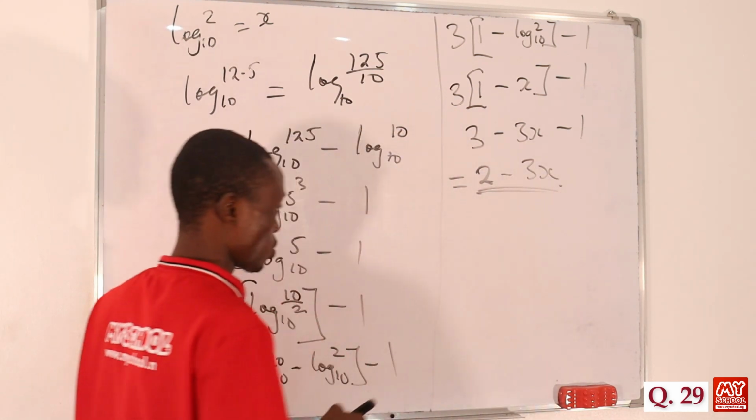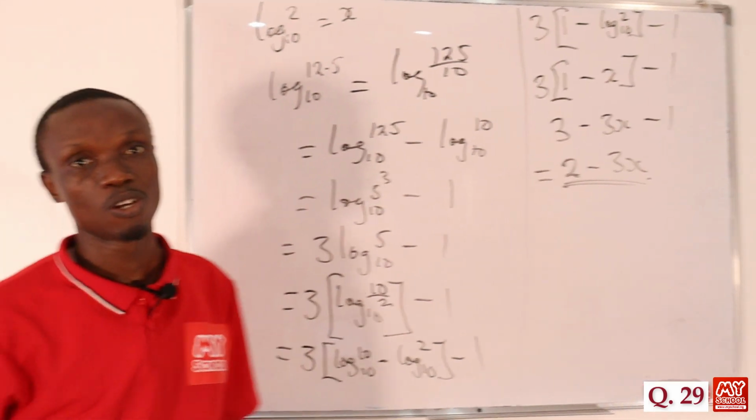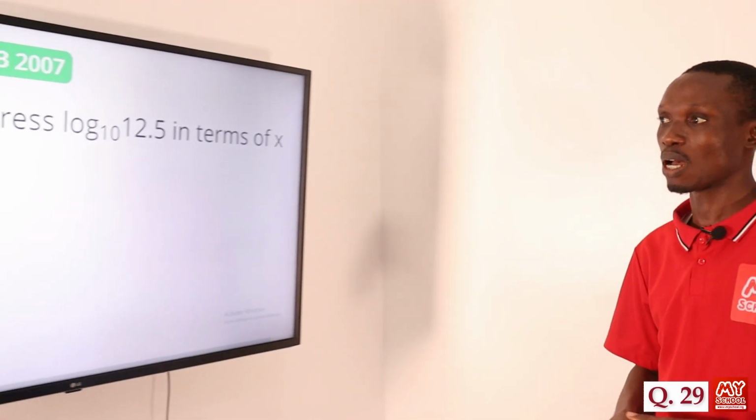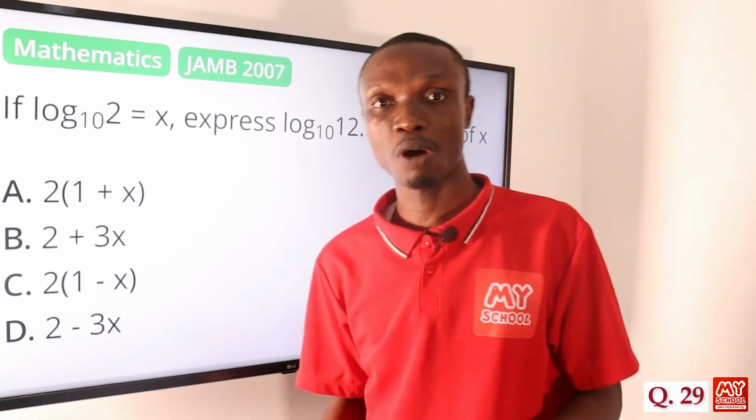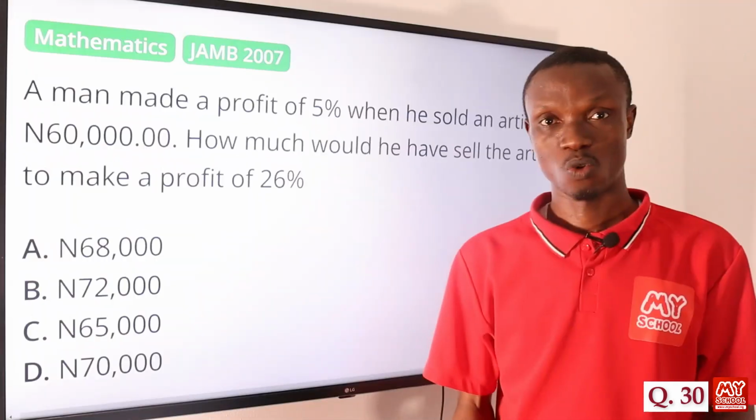So this is the answer to this question. Now let's move over to the screen to pick the correct answer, and that is option D, 2 minus 3x. Question 30.